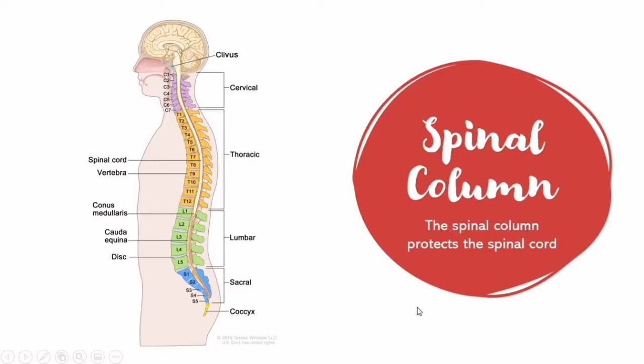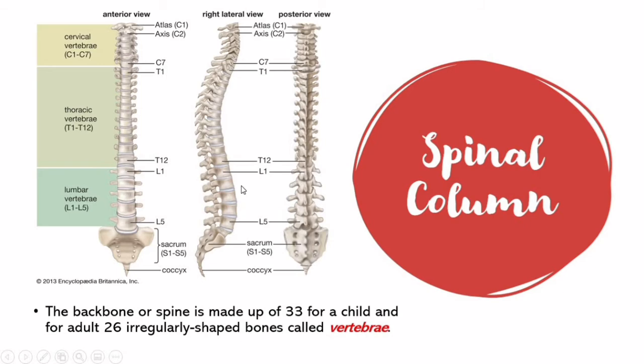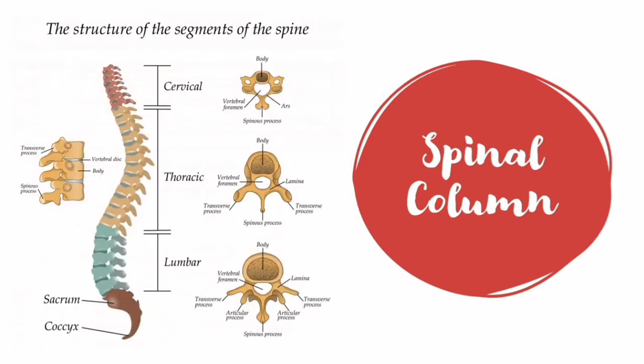Okay, let's move on to the spinal column. The spinal column protects the spinal cord. And the backbone or the spine is made up of 33 bones for a child and for the adult, 26 irregularly shaped bones called vertebrae. Each vertebra forms a ring, and all the rings together form a hollow tube which encloses the spinal cord.